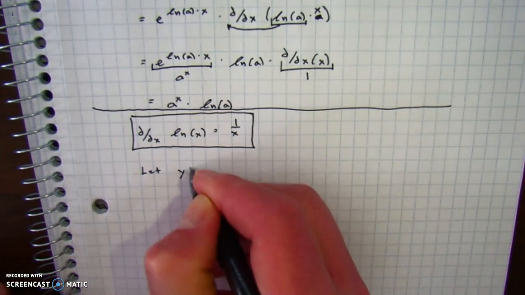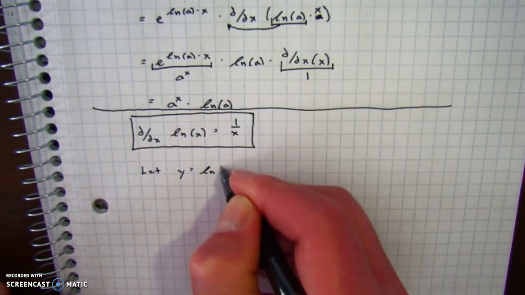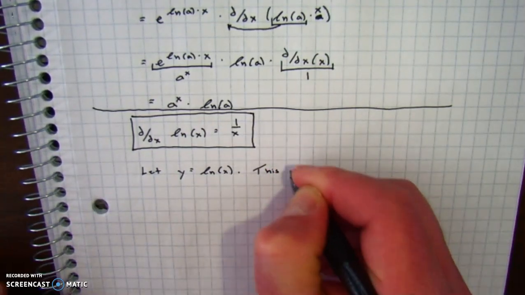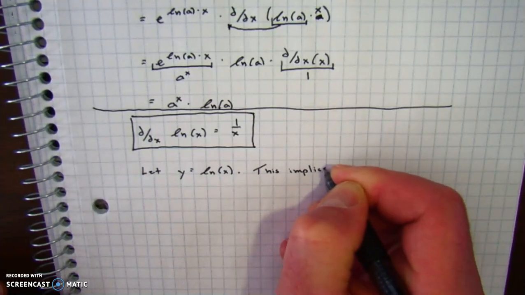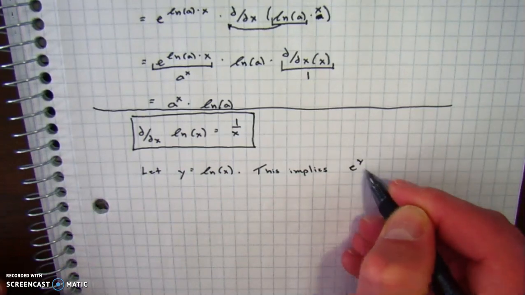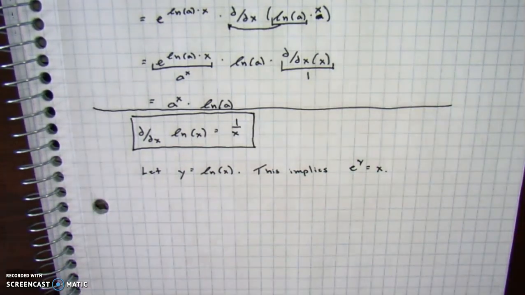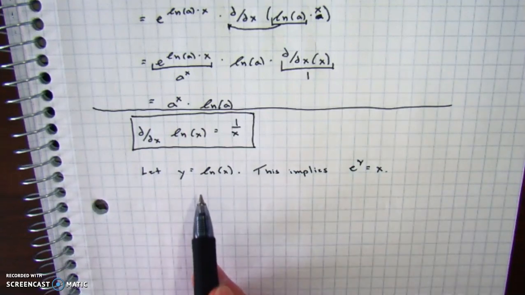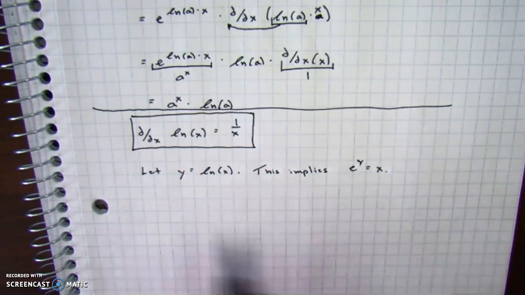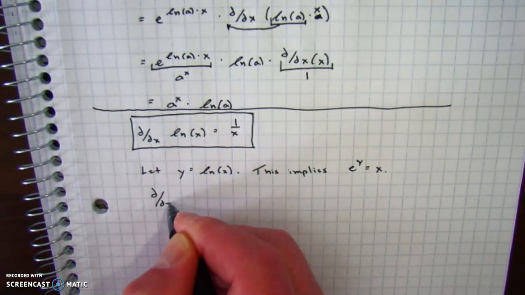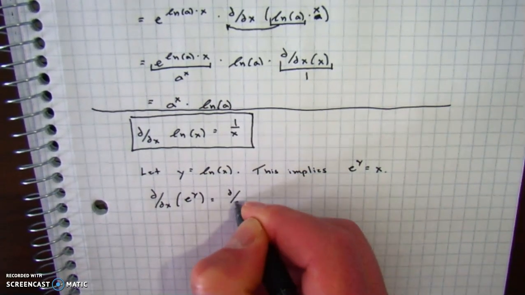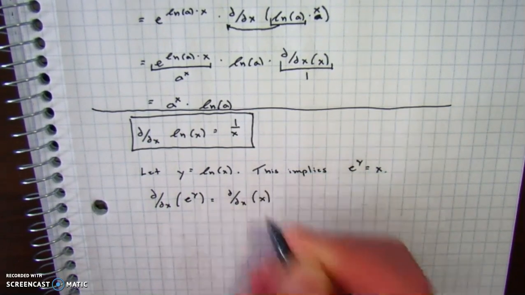So we're going to let y equal natural log of x, and we're going to say if this is true, then this implies that e to the y equals x. Okay, so we've started off over here. Now we're going to move into e to the y equals x, and let's start working with this. So let's take the derivative of both sides with respect to x. So I've got the derivative of e to the y equals the derivative of x.